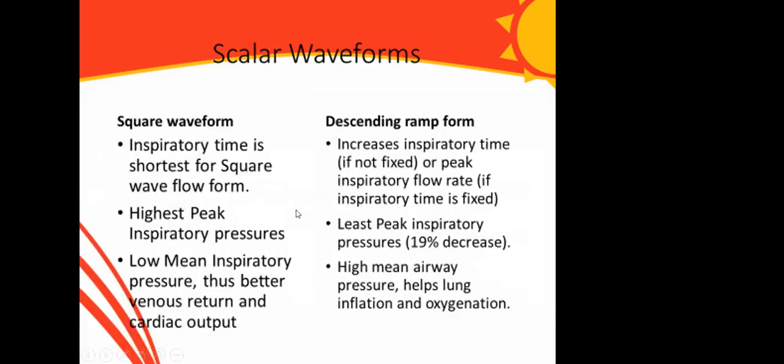Now, if you look at the square waveform, the inspiratory time is usually shortest, and it has the highest peak inspiratory pressure. So for patients who are susceptible to barotrauma, like ARDS patients that have friable lung tissues, you don't want to use a square waveform for them. The advantage is that because the inspiratory time is shortest, they have low mean inspiratory pressures.